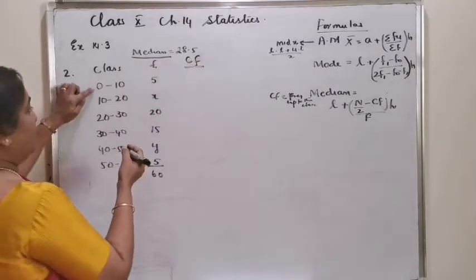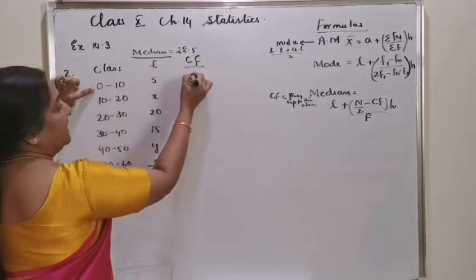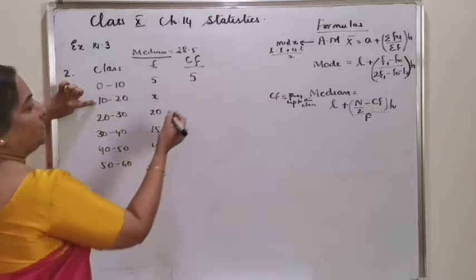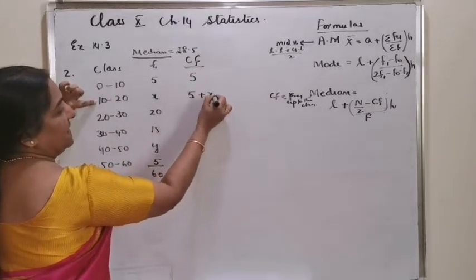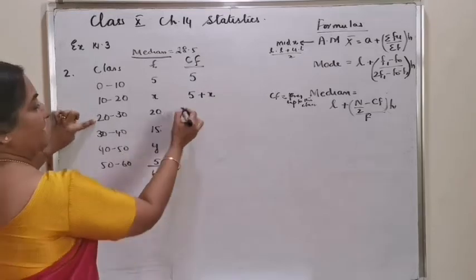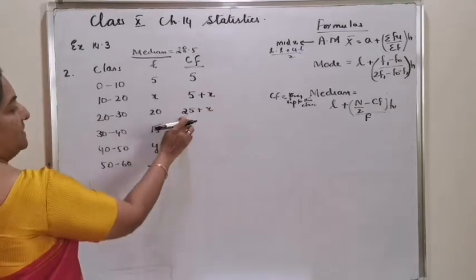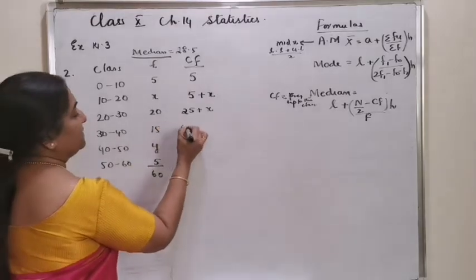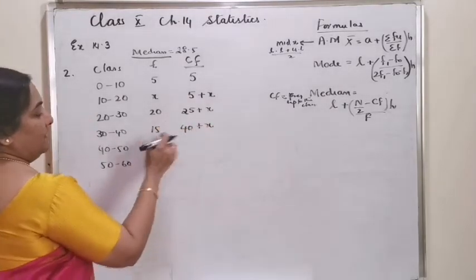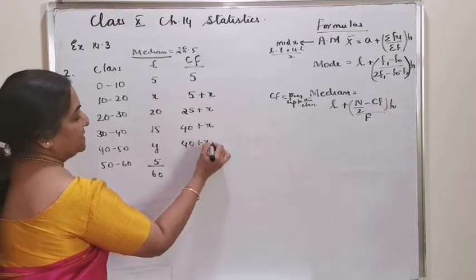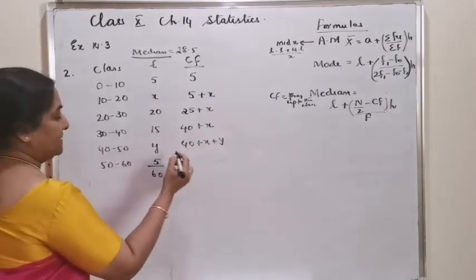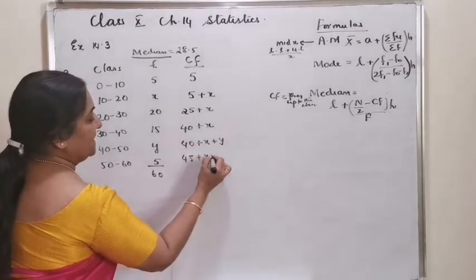That means from the beginning up to 10 there are 5. Up to 20 it is 5 plus x. The next cumulative is 20 plus 5, which is 25 plus x. 25 plus 15 is 40 plus x. Then 40 plus x plus y. 40 plus 5 is 45 plus x plus y.